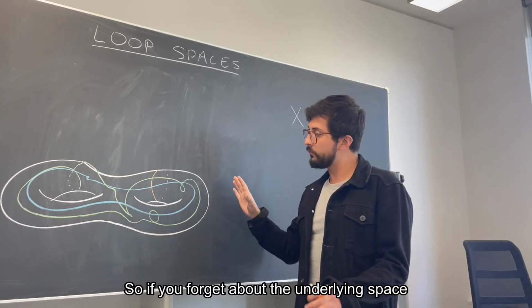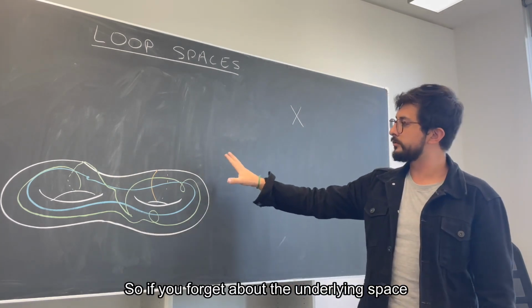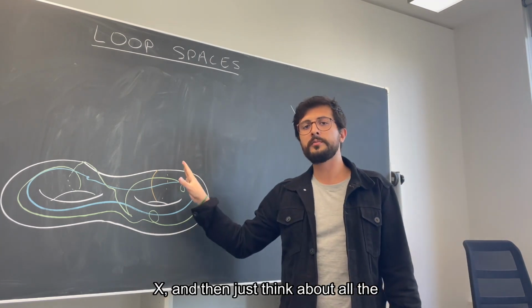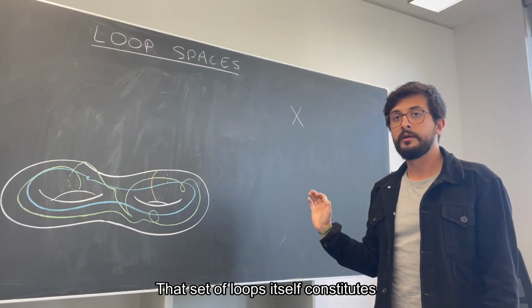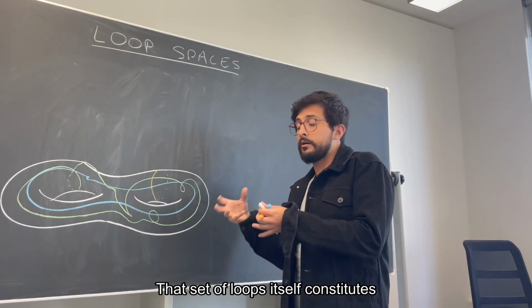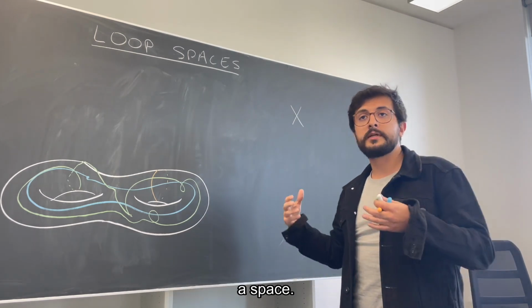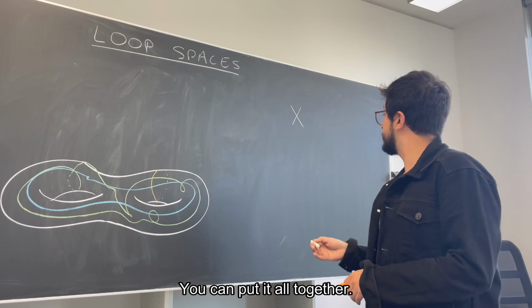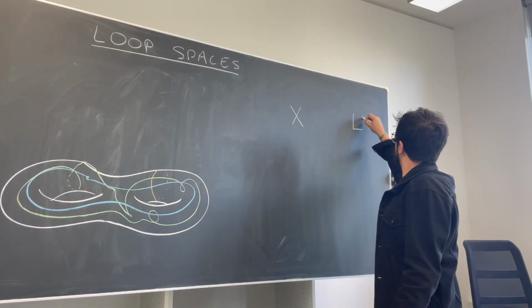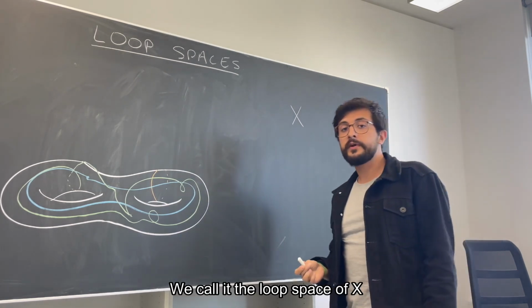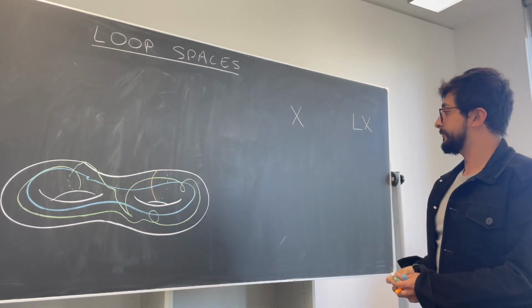Right, so if you forget about the underlying space X and then just think about all the possible loops that you're able to draw on that shape, that set of loops itself constitutes a space. You can put it all together, and that's a topological space. We call it the loop space of X and denote it by LX.